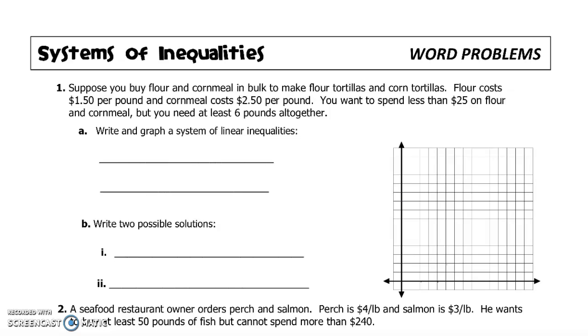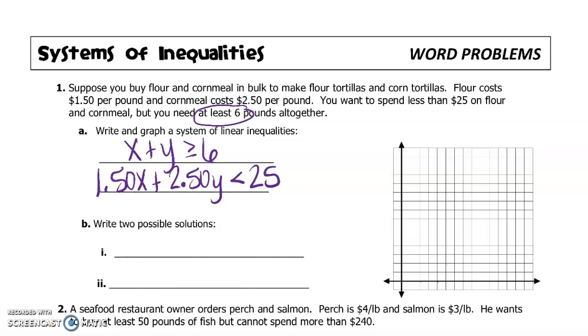So we have two different types of things we need to make these tortillas. We have flour and we have cornmeal. So our first thing I'm going to pick out is that it says at least 6 pounds. So I'm going to do x plus y greater than or equal to 6. Then our how much does it cost? Well, flour costs $1.50, so $1.50x. Cornmeal is $2.50, so $2.50y, less than 25.